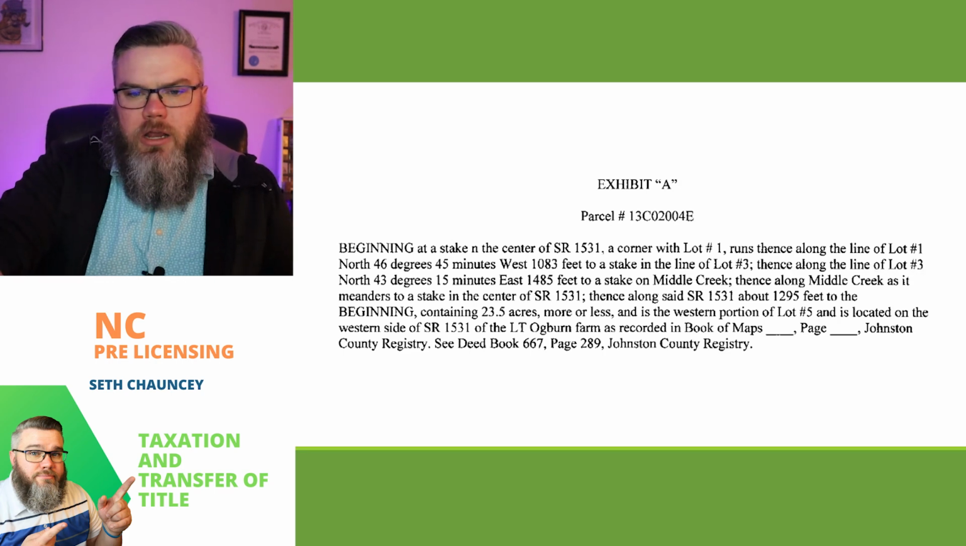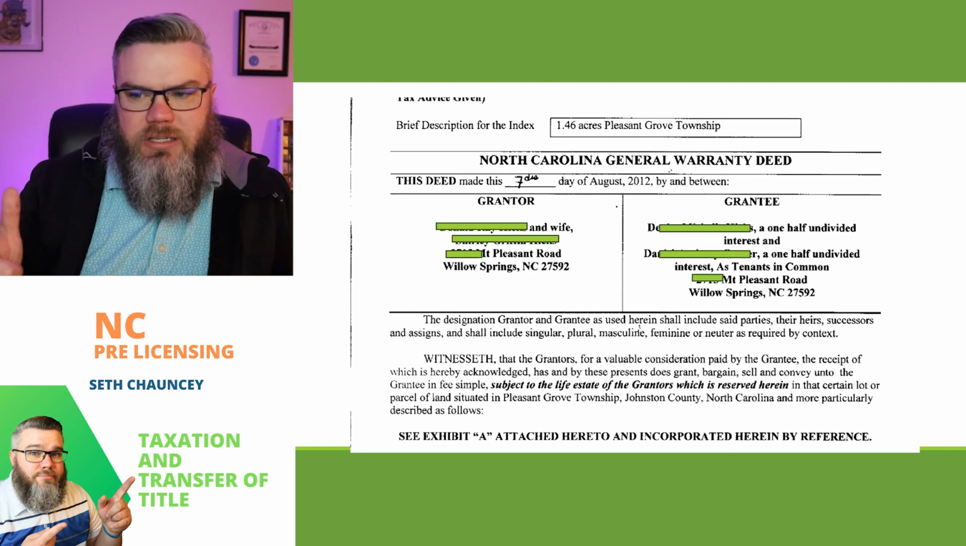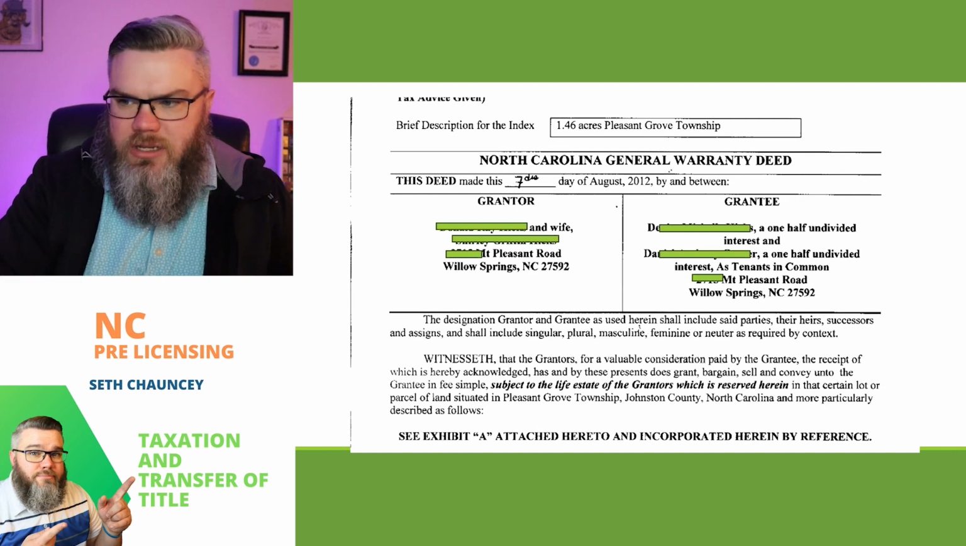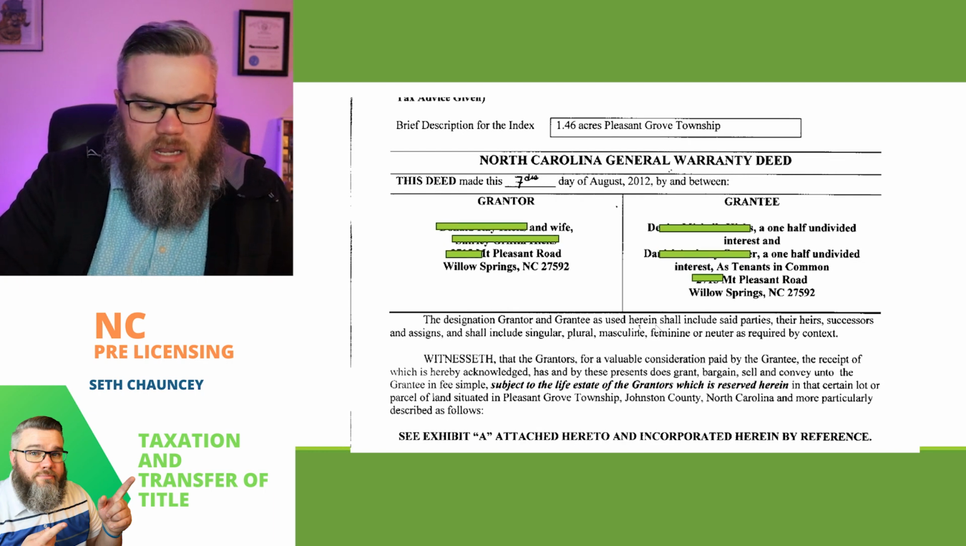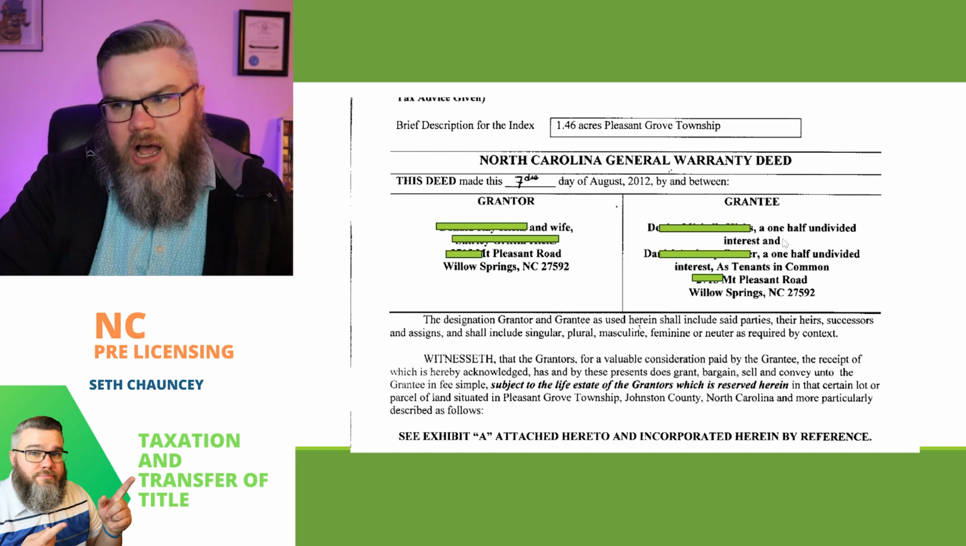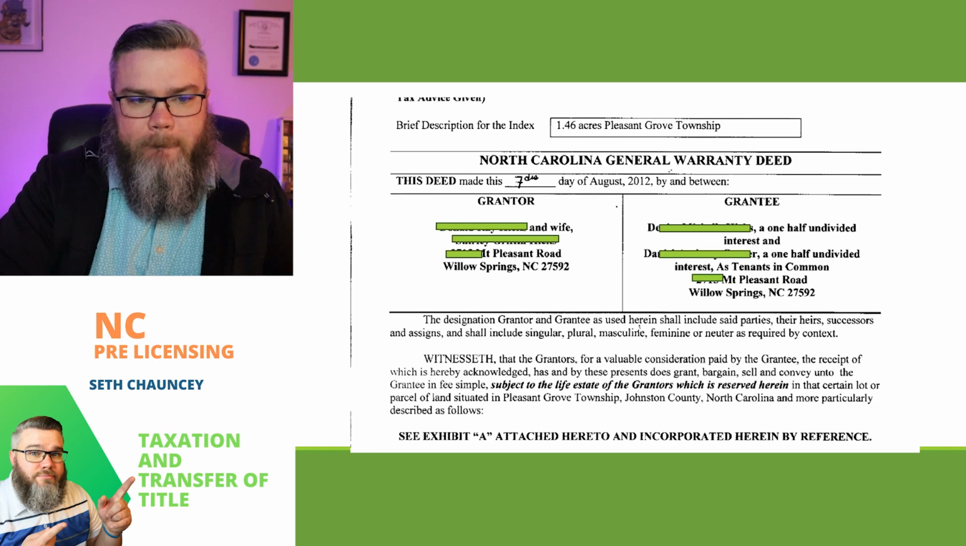So I'm going to backtrack here, and I'm going to show you something else, which makes this a multifaceted learning point. This is why I like this deed so much. I want you to realize that this is actually a deed that contains both tenants in common, 1/2 undivided interest and 1/2 undivided interest as tenants in common, which means they could potentially do what with their shares, their 1/2 share? What could they do with it eventually? Will it? Will it, because it's tenant in common.